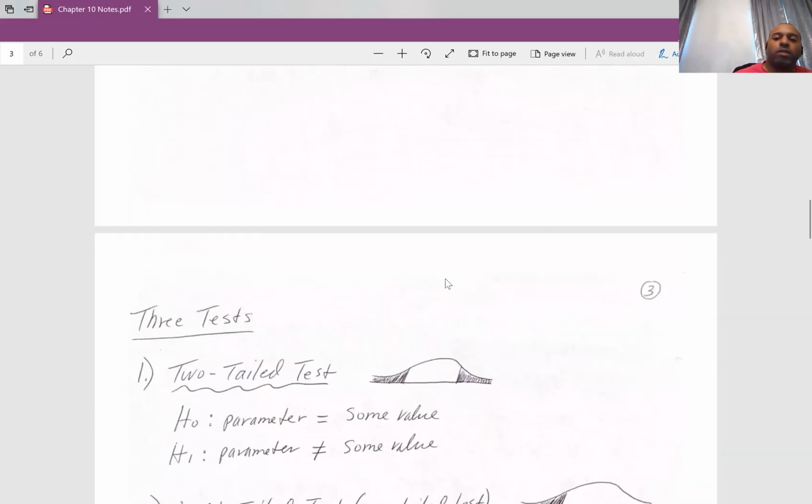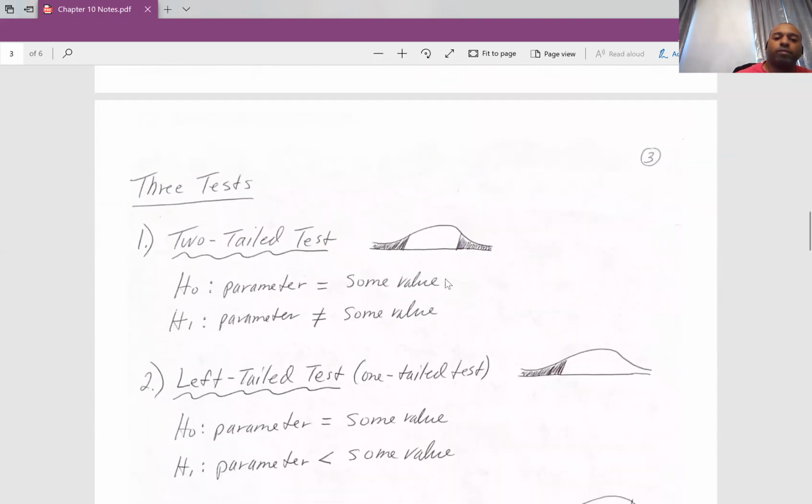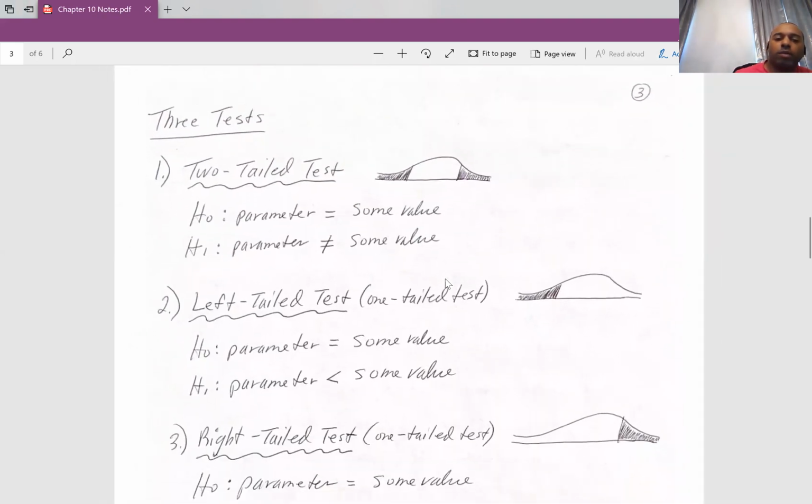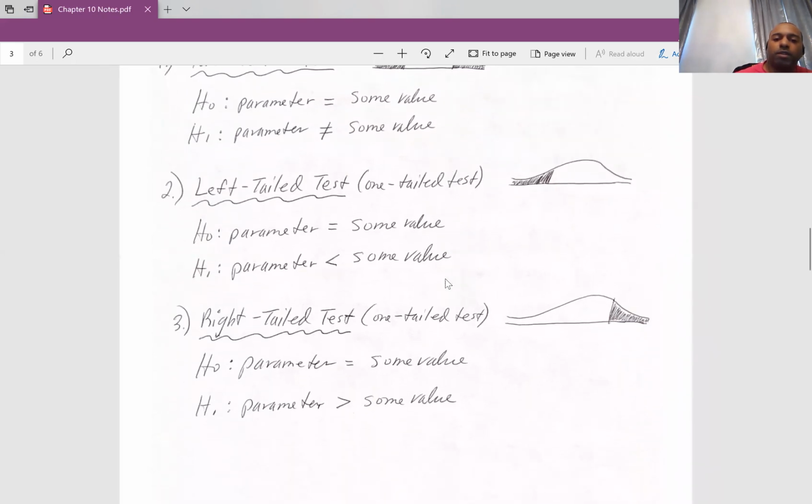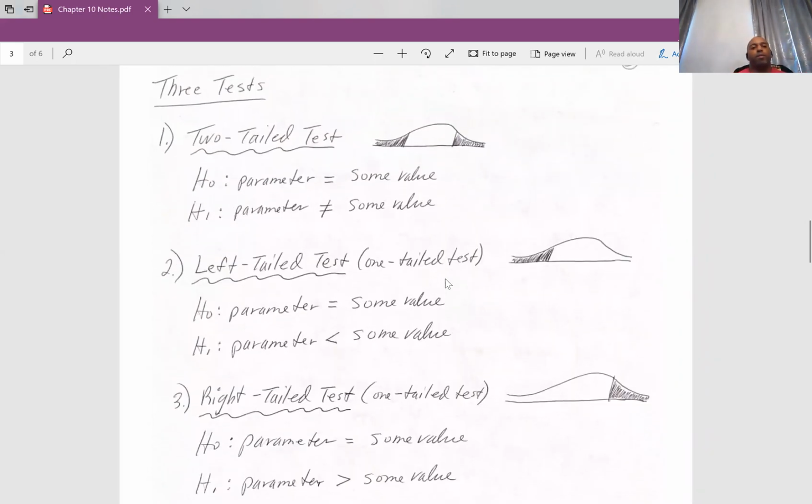All right. So there are 3 tests, 3 hypothesis tests. The two-tailed test, where your parameter is equal to some value. And notice that all of this is the same no matter what test you're doing. You have your parameter, which is going to be equal to some value, and that some value is going to be the same.